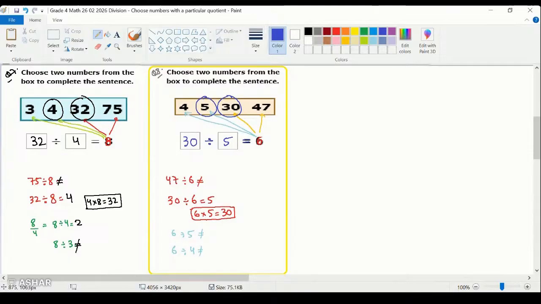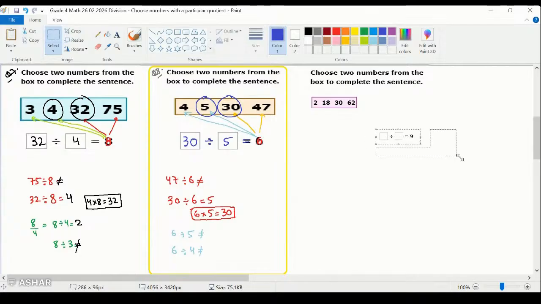5 and 30. Yes, perfect. Thank you, Sami. Let's have a look at the next question. The next question statement says choose the two numbers from the box to complete the sentence. Question number 9. And the numbers given to us are, let me just copy, okay, and paste. And these are the numbers that have been given to us.